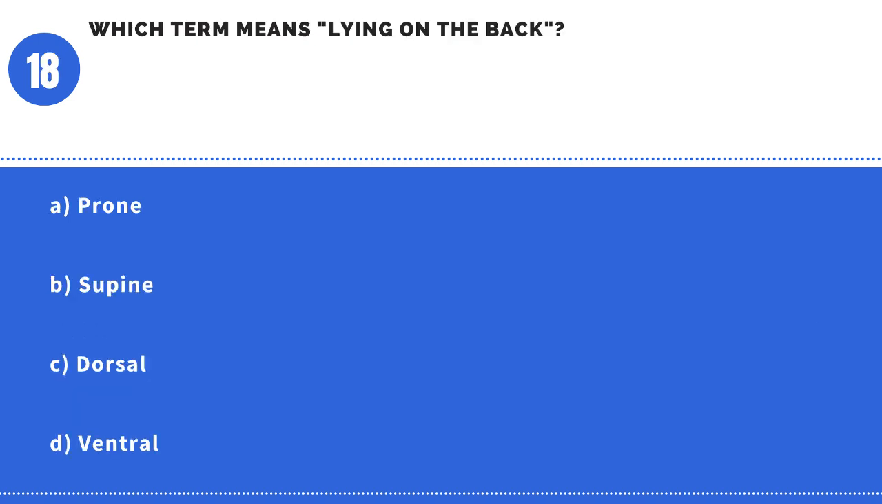Question 18. Which term means lying on the back? A. Prone. B. Supine. C. Dorsal. D. Ventral.